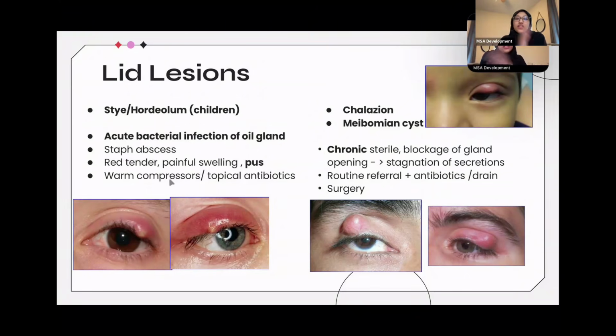This is different from conjunctivitis, right? Because the bacteria for those were strep, staph, and H. influenzae, but this one is mainly staph. Again, treatment for bacterial infection: you go for warm compresses plus antibiotics.